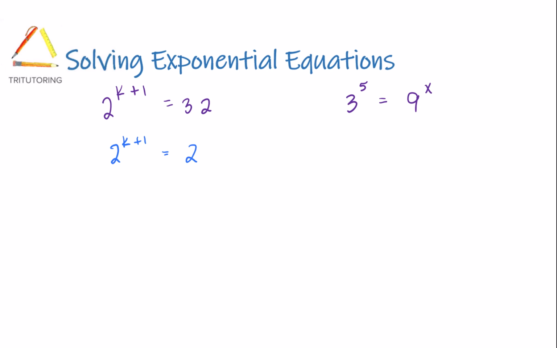Well, if I go through and check it out, maybe I guess and check, or maybe I already know this, 32 actually equals 2 to the 5th. So I just want to change this 32 into 2 to the 5th, and now I see that both sides of the equal sign have the same base number, in this case, base number 2. So we set the exponents equal, k plus 1 equals 5. Subtract the 1 over, and I have k equals 4 as my final answer.